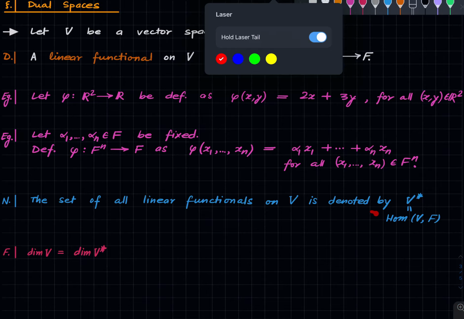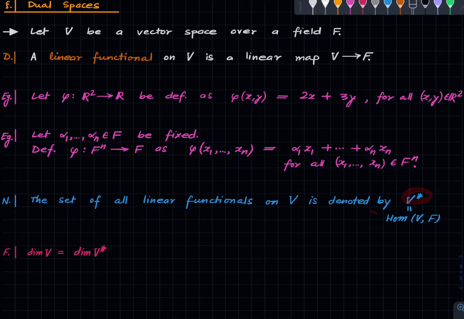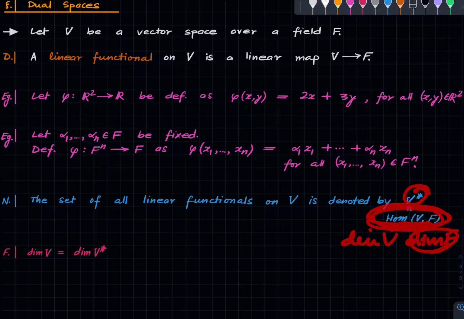So V star itself is a vector space over the base field F, of course. So out of the vector space V, we have created another vector space. And this is a corollary of what we know. The dimension of this space is dimension of V times dimension of F. But the dimension of F is 1. So the dimension of this is just the same as the dimension of V, and hence the dimension of V star is the same as the dimension of V.